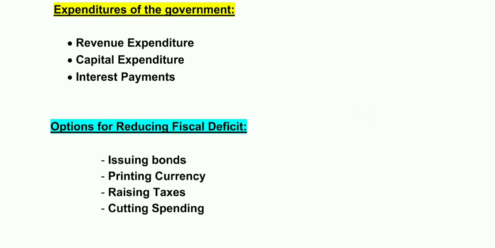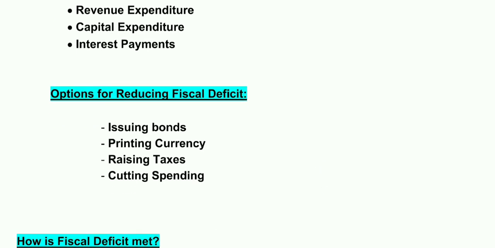So what are the options for reducing fiscal deficit? Governments often finance their fiscal deficit by issuing bonds, which they must pay interest on. These interest payments contribute to the federal debt. The government can also print currency to reduce its fiscal deficit. The increase in money supply causes inflation, which causes currency depreciation and reduces the value of the government's debt. So the options are issuing bonds, printing currency, raising taxes, and cutting spending.